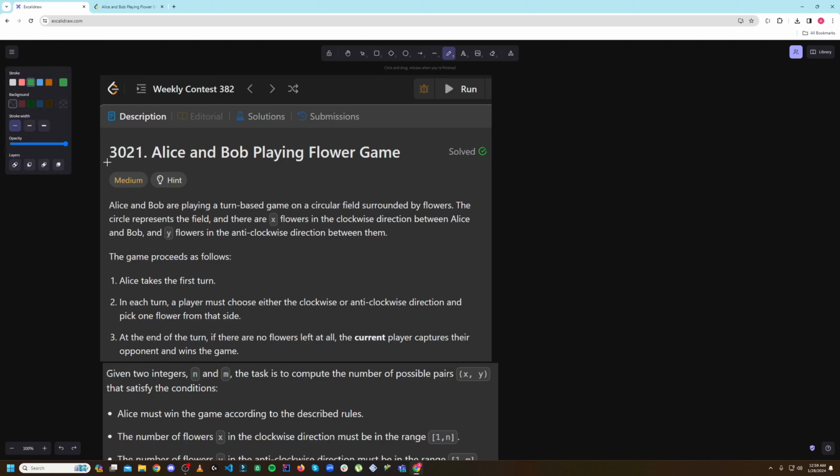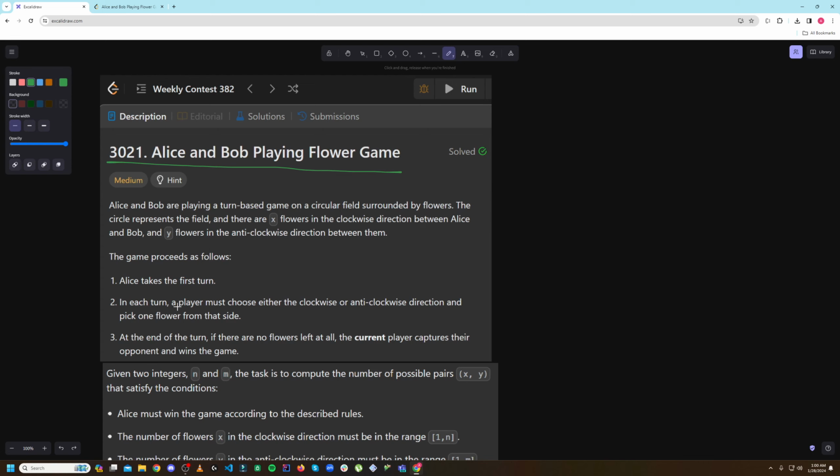In this video we're going to be doing the third problem of the weekly contest 382, which is Alice and Bob playing flower game. In this problem, Alice and Bob are playing a turn-based game on a field surrounded by flowers. The circle represents the field and there are X flowers in the clockwise direction between Alice and Bob, and Y flowers in the anti-clockwise direction.